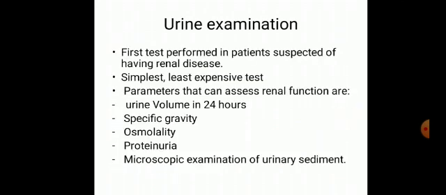So urine examination, as we have already discussed, is the first test performed in patients suspected of having a renal disease. It is the simplest, least expensive test, and parameters that can assess renal function are urine volume in 24 hours, specific gravity of urine, osmolality of urine, proteinuria and degree of proteinuria, and microscopic examination of urinary sediment.